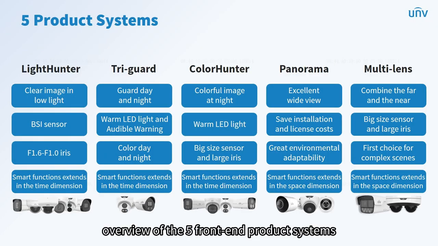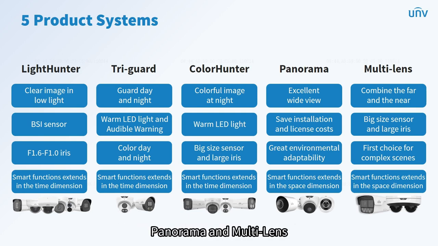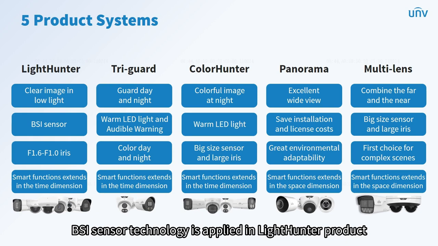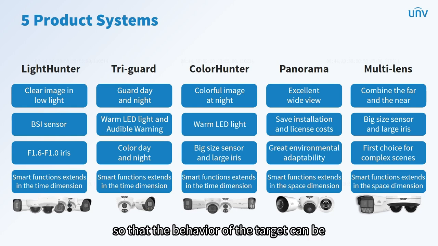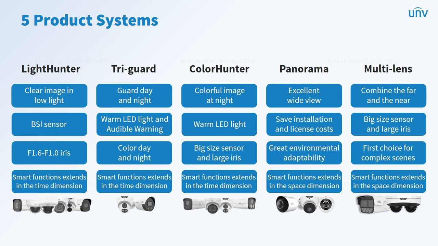Let's take a brief overview of the five front-end product systems. They include LightHunter, TriGuard, ColorHunter, Panorama, and MultiLens. Different product systems can well meet the needs of various scenarios. Different product systems have different characteristics. BSI sensor technology is applied in LightHunter products with f1.6 to f1.0 iris so that the behavior of the target can be clearly seen in low light conditions.